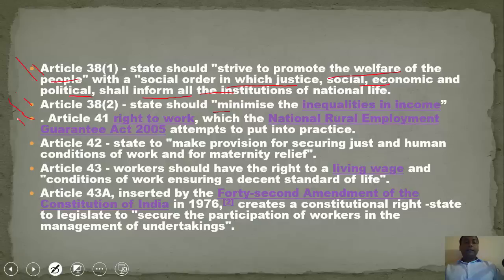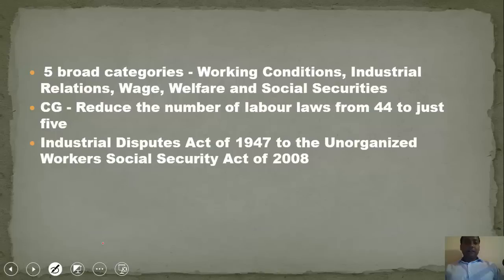Now Article 42 states that the state shall make provision for securing just and humane conditions of work and for maternity relief. Article 43, workers should have the right to a living wage and conditions of work ensuring a decent standard of living. Article 43A was inserted by the 42nd Amendment of the Constitution of India in 1976, which creates a constitutional right, the state to legislate to secure the participation of workers in the management of undertakings.